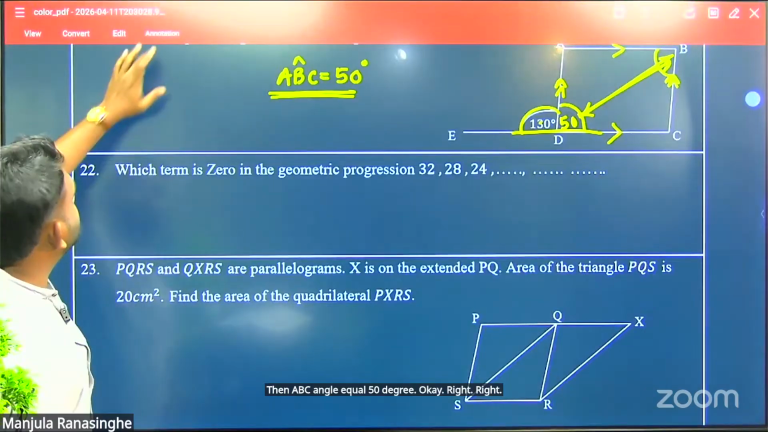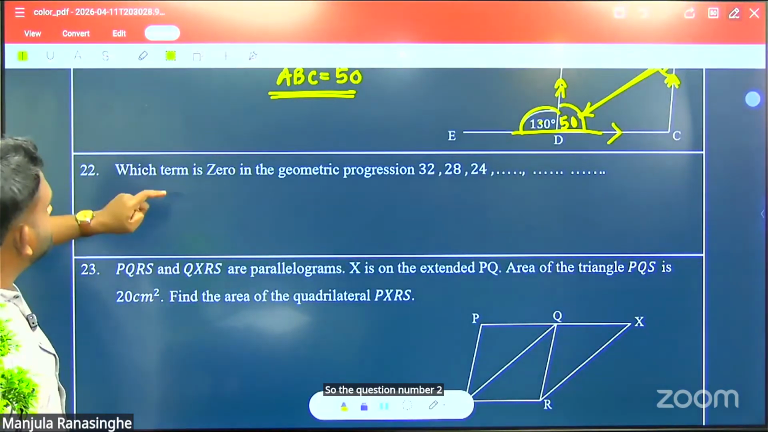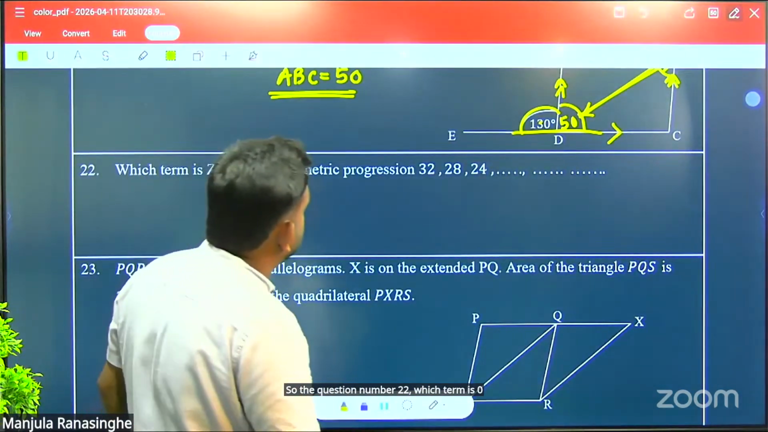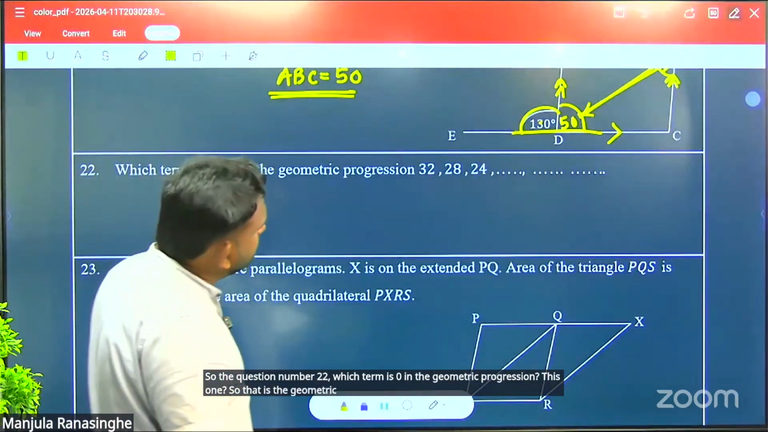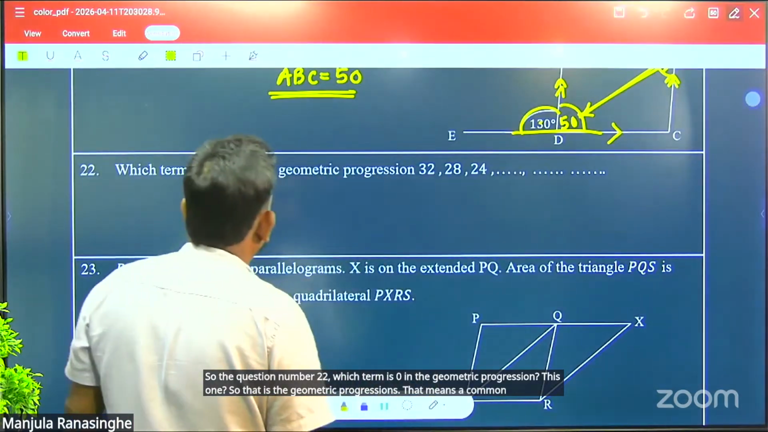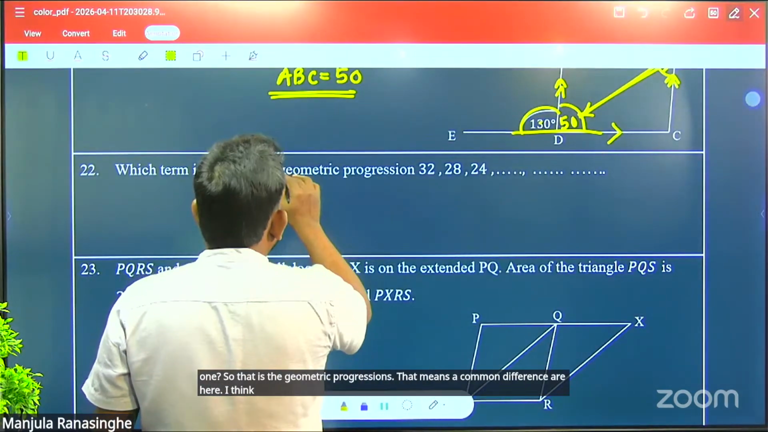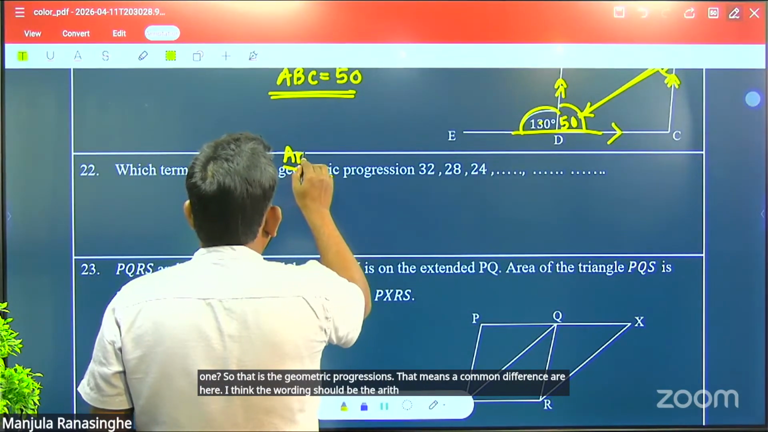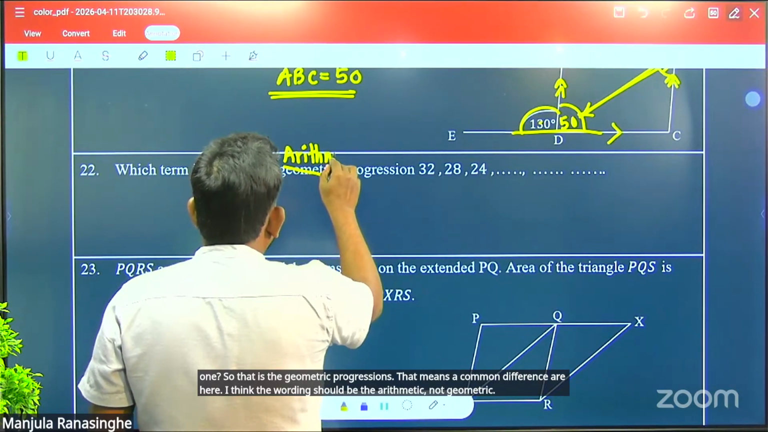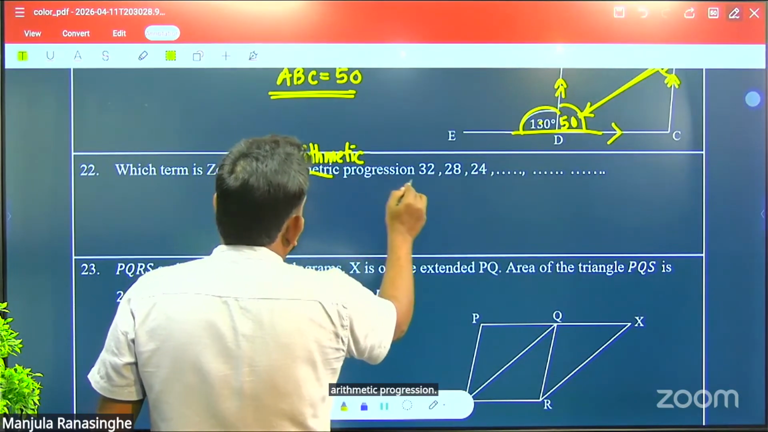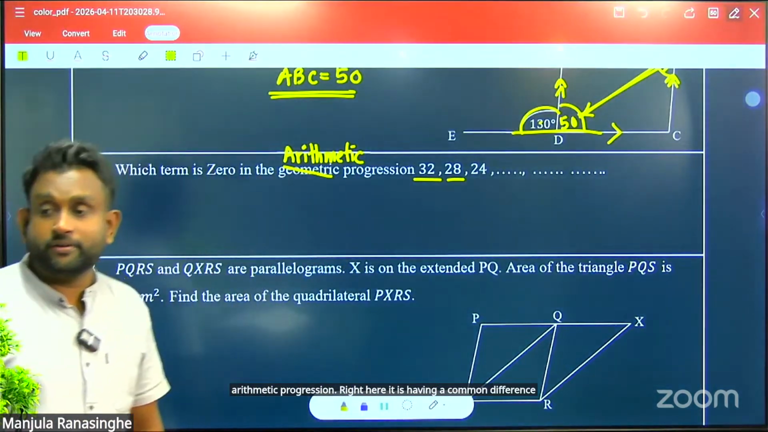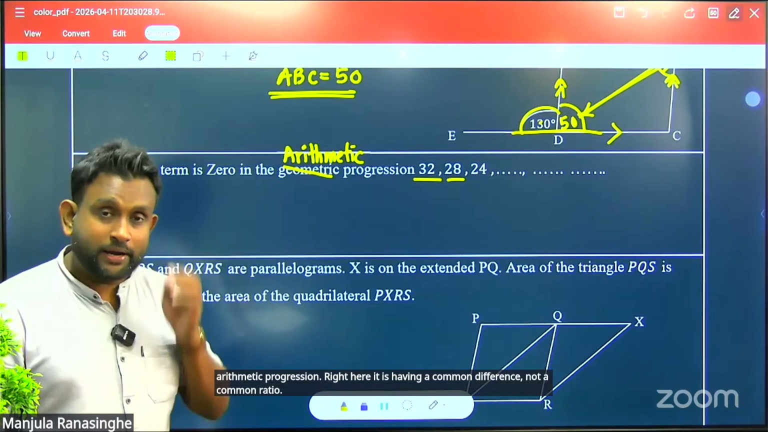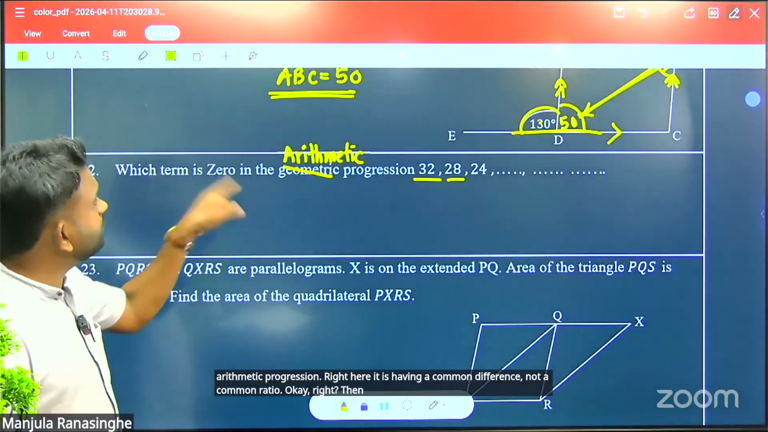So question number 22, which term is zero in the geometric progression? This one. So that is the geometric progression. That means a common difference. Here I think the wording should be arithmetic, not geometric. Arithmetic progression. Here it is having a common difference, not a common ratio. Okay, right. Then which term is zero?